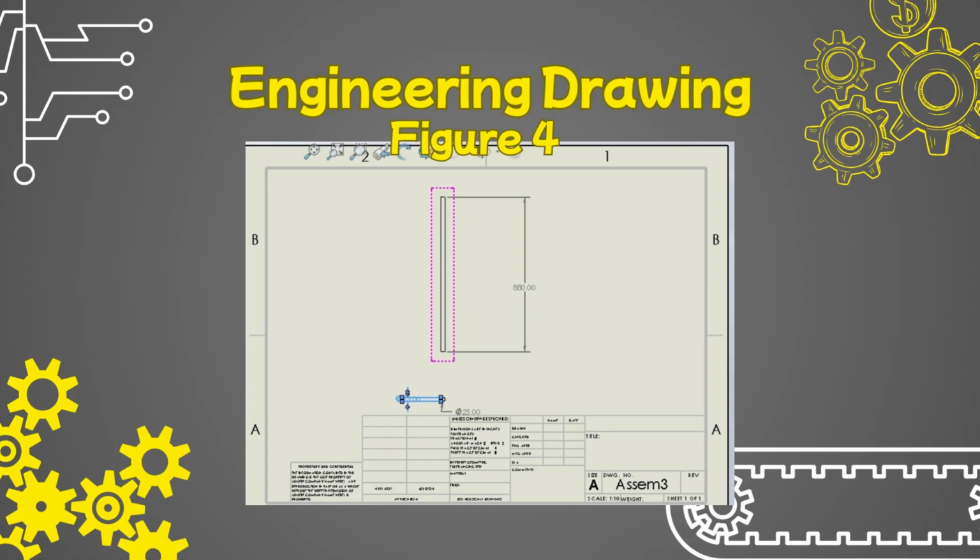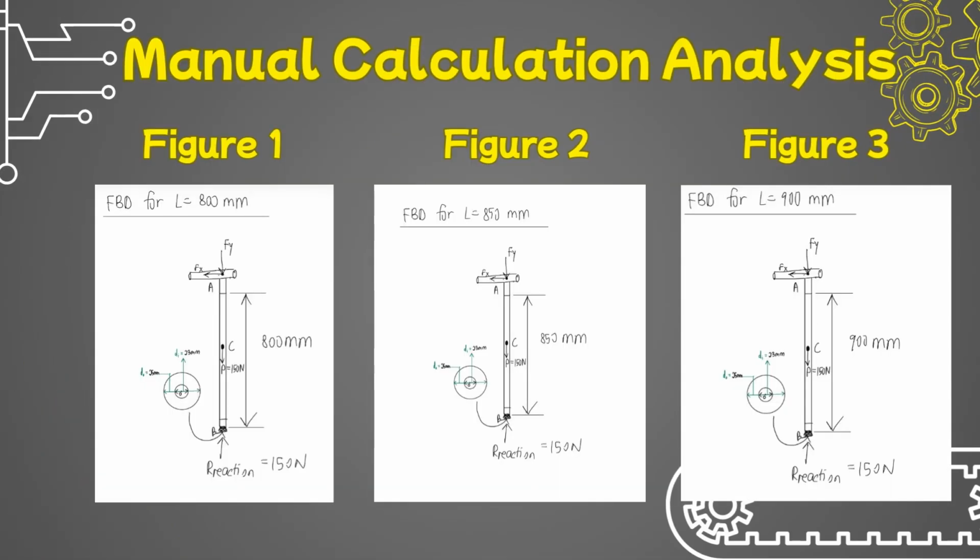Third, strain. The strain values were extremely low, with maximum values ranging between 26.5 micro and 53.5 micro. This means the relative deformation in the crutch material is almost zero and does not affect its structure. Presenting the manual calculation analysis for our elbow crutch stick design.